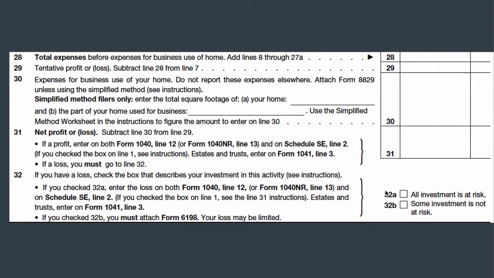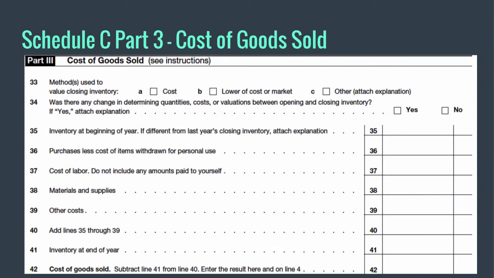This is another confusing one that I want to touch base on, and that is, it's going to ask you, is all your investment at risk, or is some of your investment not at risk? Really what that means is, is everything that you've poured into your business your own money, or have you put other people's money in? I'm not talking about credit cards and lines of credit, but do you have investors? All of us are most likely going to put that all of our investment is at risk. If you don't think all of your investment is at risk, talk to a tax preparer so you can analyze that in more detail. Part 3 of the Schedule C is where you enter your information on your cost of goods sold.